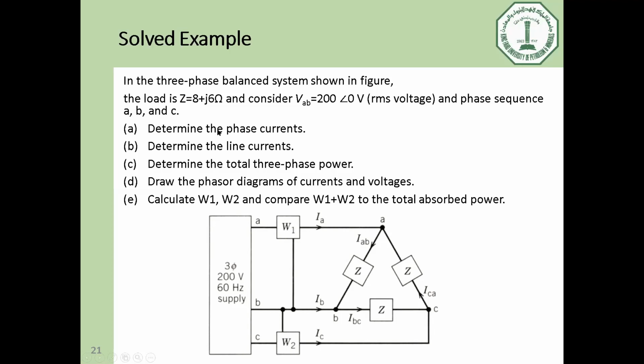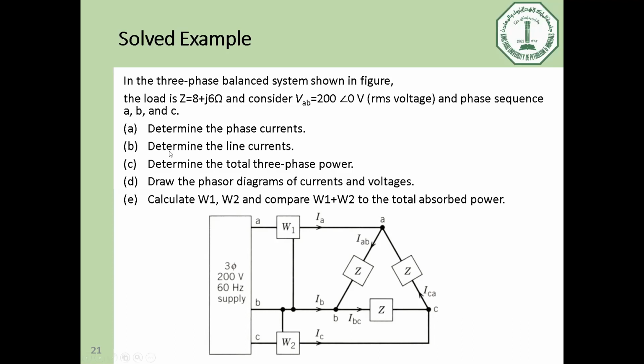And the phase sequence is A, B, and C. The expression is not good in the reference. It should be stated ABC sequence. Okay, fine. What is required here? To find the phase currents. This is number 1. And as you can see, it says here phase currents. Phase currents means the phase current of the first phase, second phase, and third phase. So you can calculate just one phase and after that shift the angles to get the 3 phases.